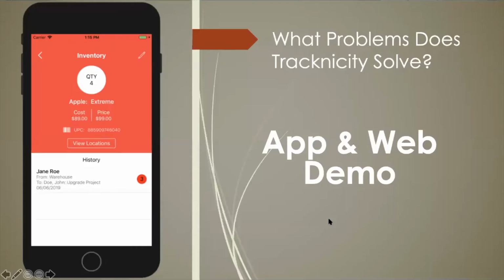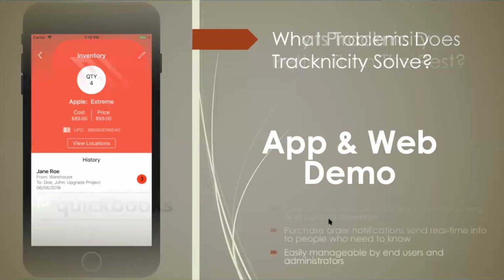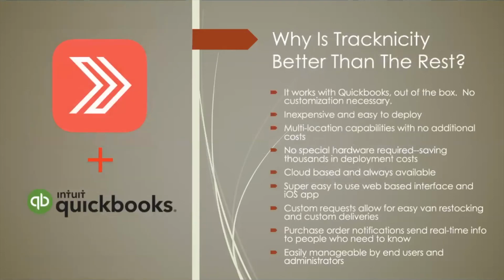What I'd like to do now is go back to the slides. So now that you've seen Tracknicity, hopefully you have a sense of why it is better than the rest. It works with QuickBooks out of the box, no customization necessary. You're not maintaining a separate database. You're not maintaining a separate file. It syncs directly with QuickBooks. It's inexpensive and easy to deploy.